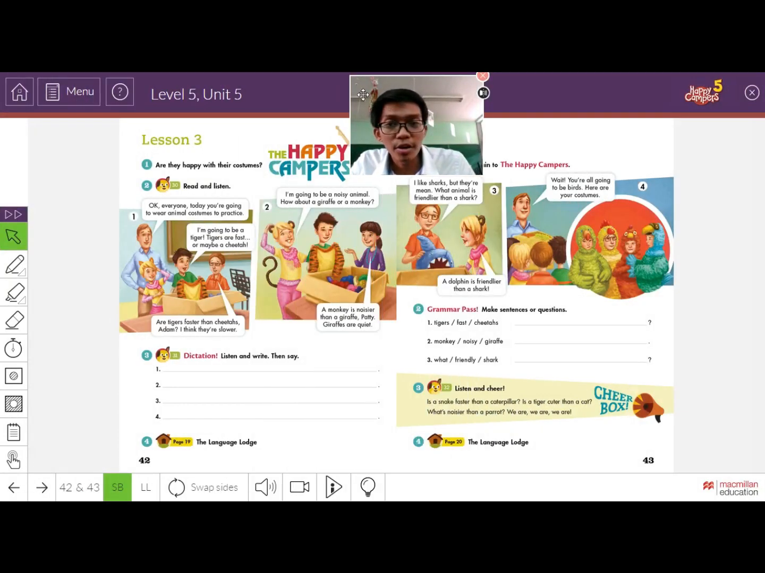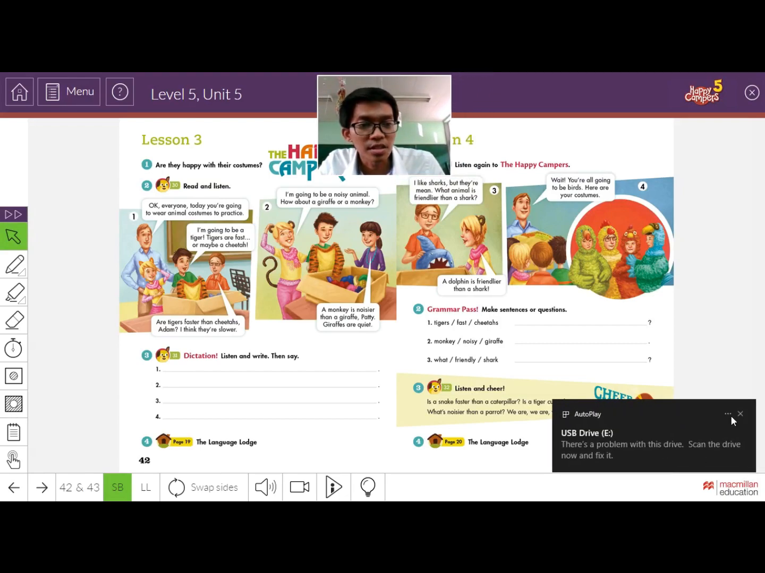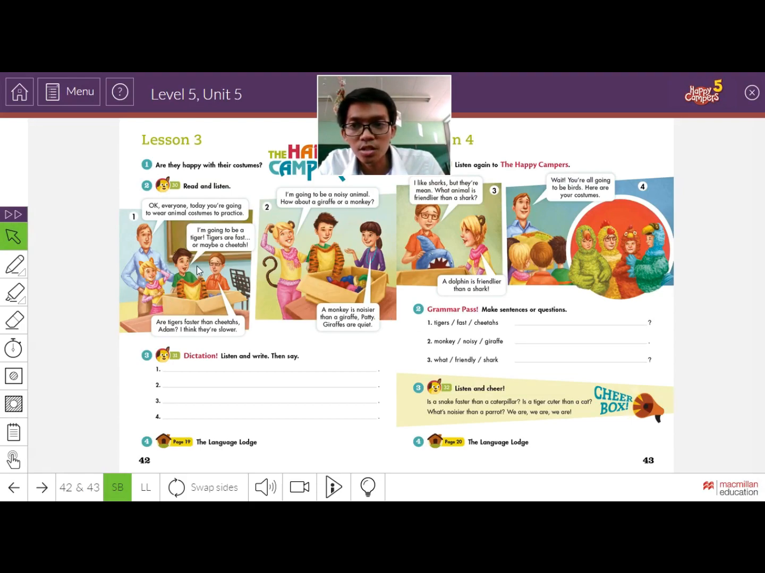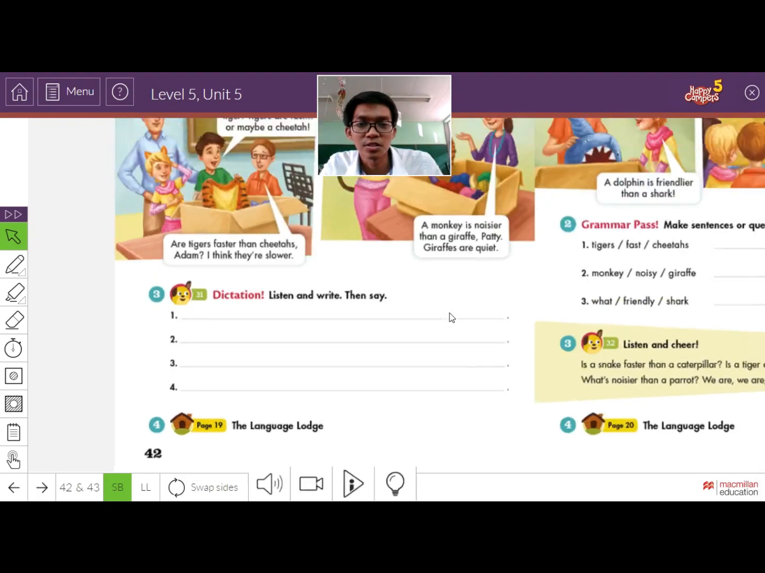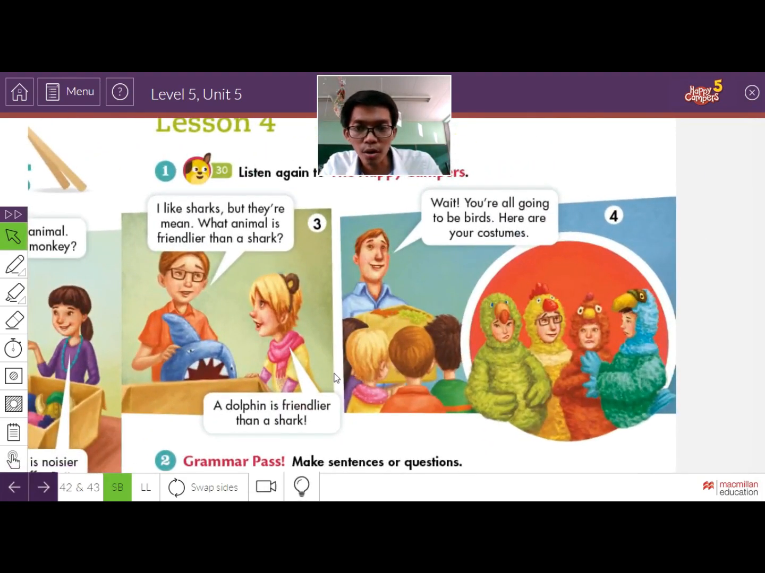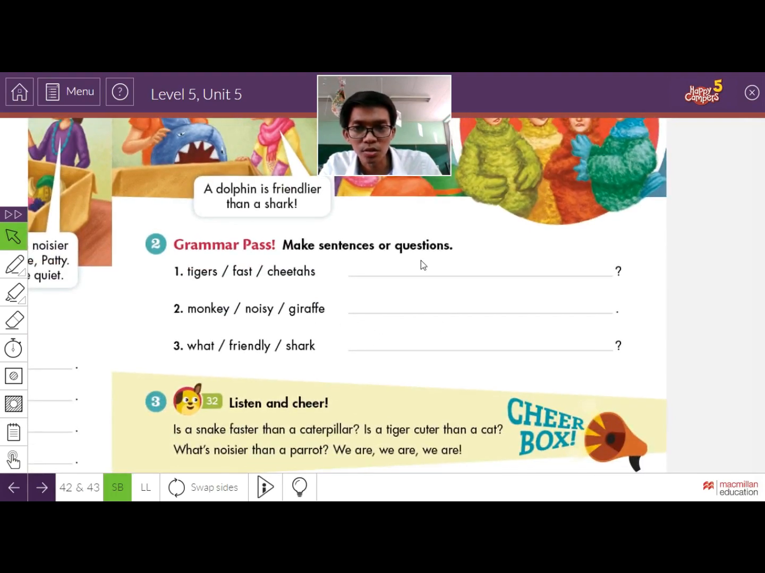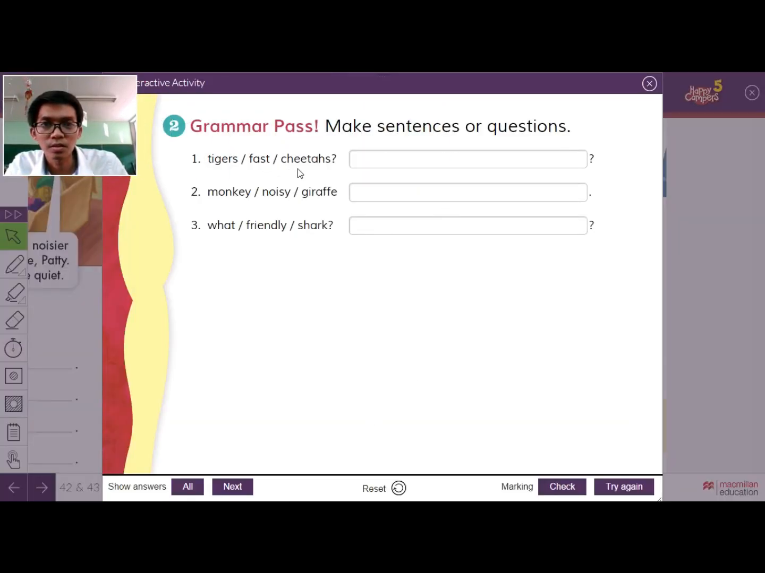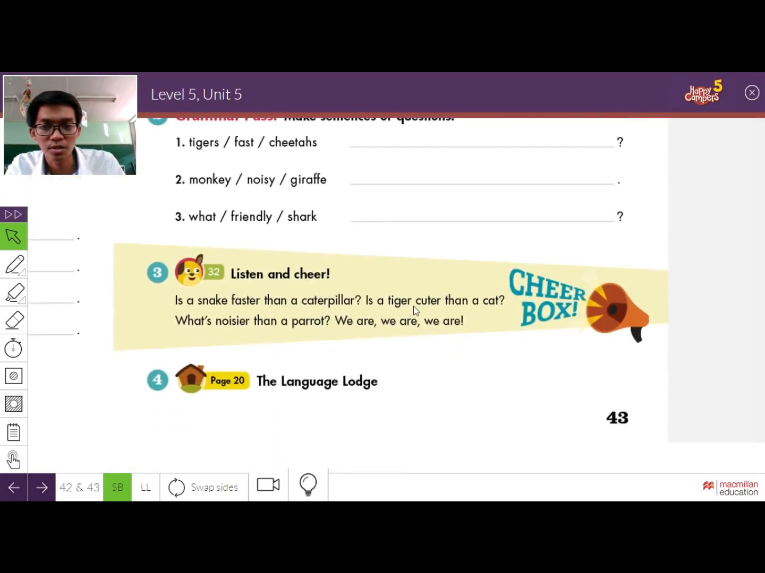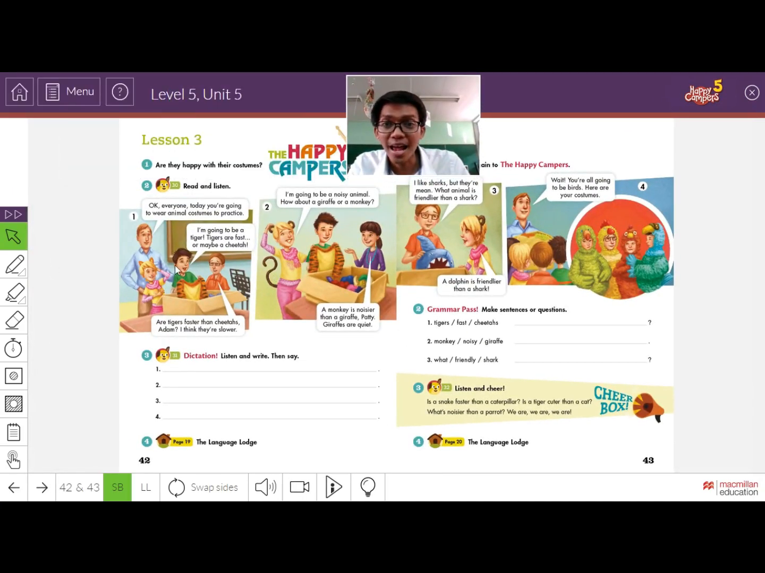Right, in lessons 3 and 4, you're going to listen to a conversation between the students and their teacher. And then in part 3, you're going to listen to an audio and write the sentences that you hear. It's dictation. And in lesson 4, grammar pass, make sentences or questions with the right comparative adjectives. Let's begin.